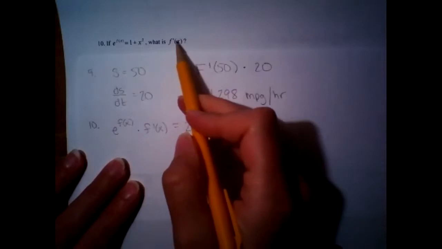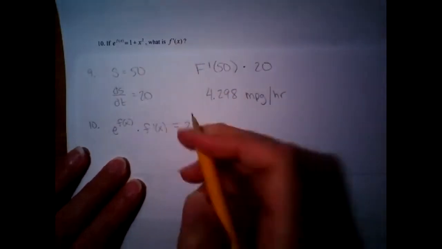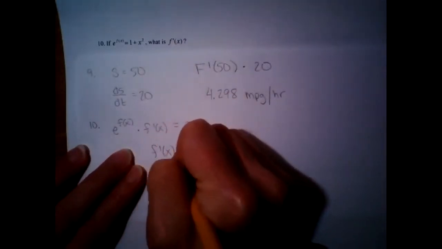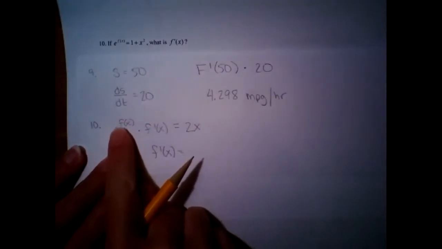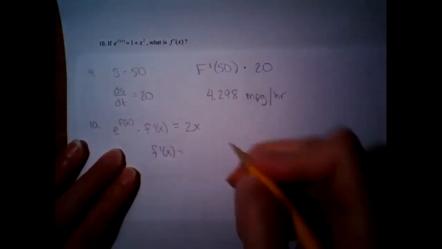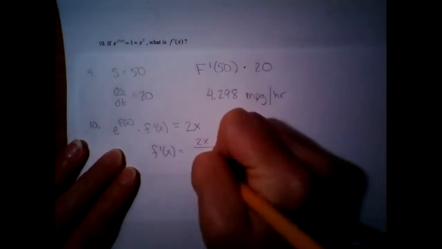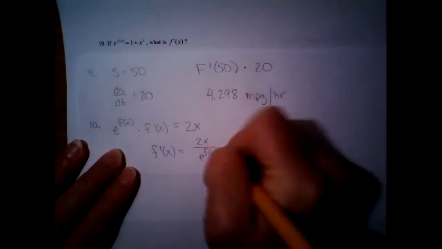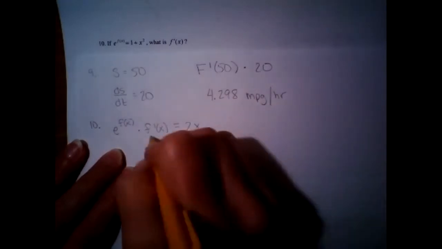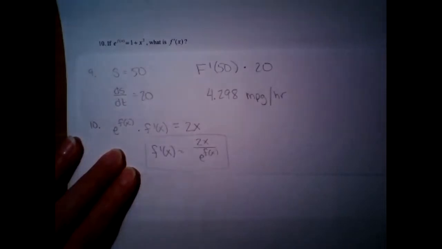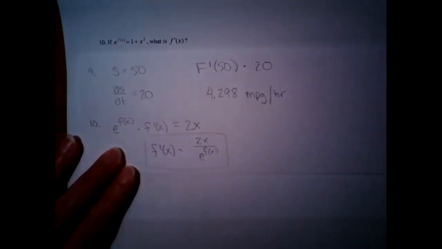And they said find f prime of x. You just have to get f prime by itself. And so we're just going to divide over that e to the f of x. So it'll be 2x over e to the f of x, which is strange, but they didn't actually give you a function for f of x. It just said f of x. So you would just have to leave it at that.